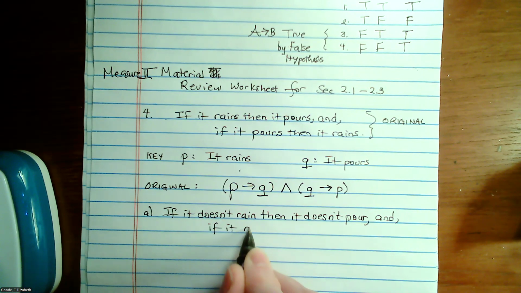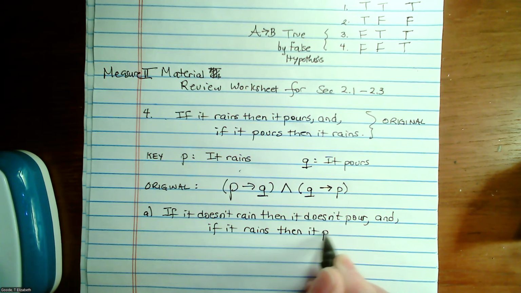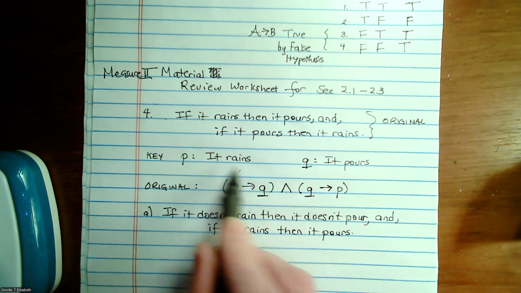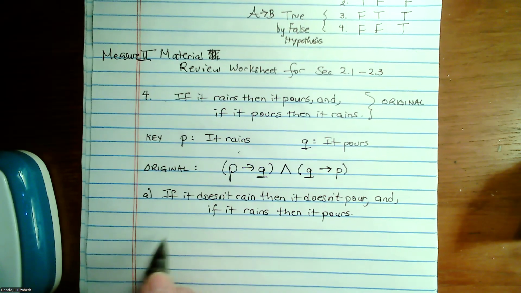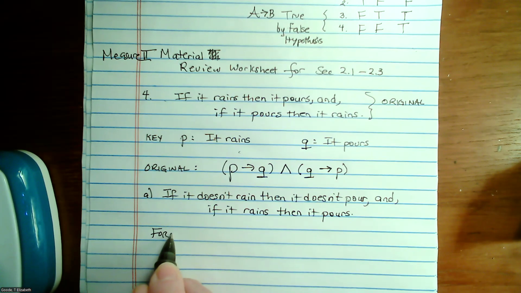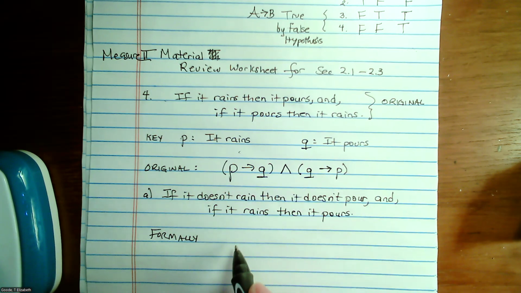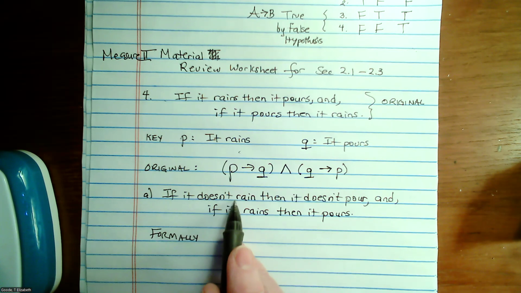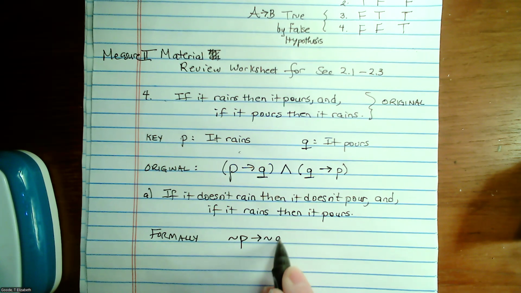If it rains, then it pours. So let's see if we can parse it out using our key, P and Q. Let's write it formally and see if it turns out to be P implies Q and Q implies P. So if it's not P, then it implies not Q.